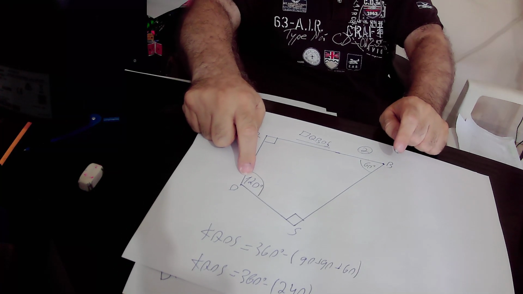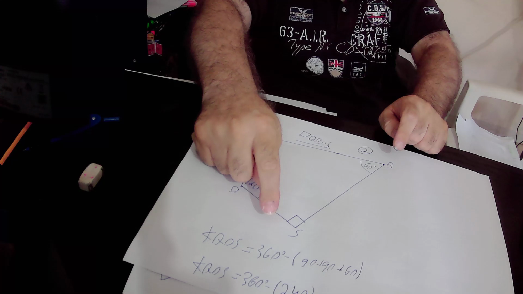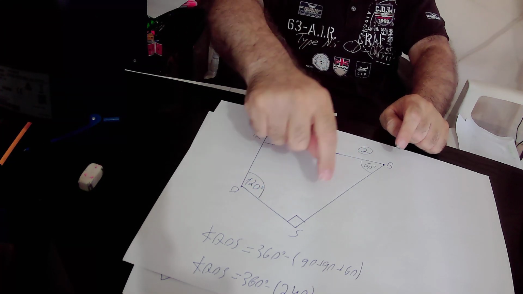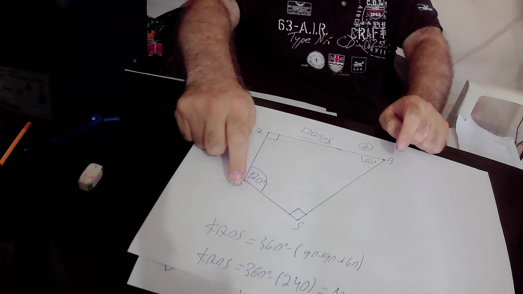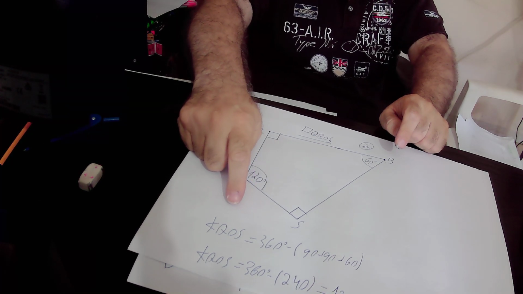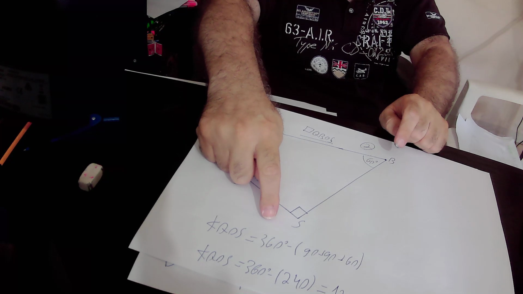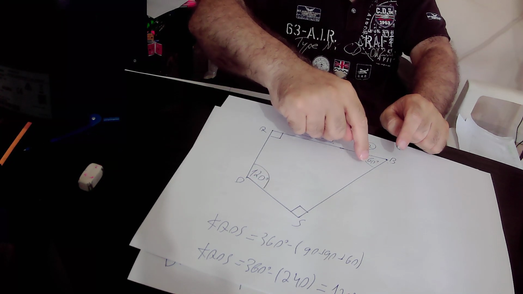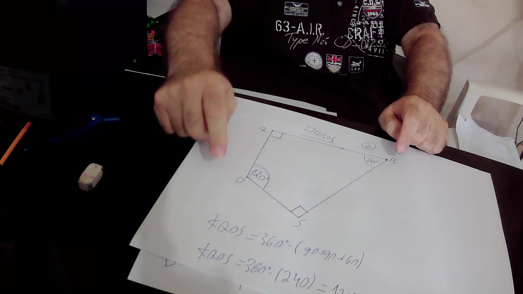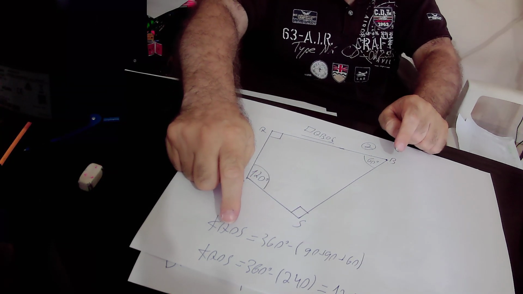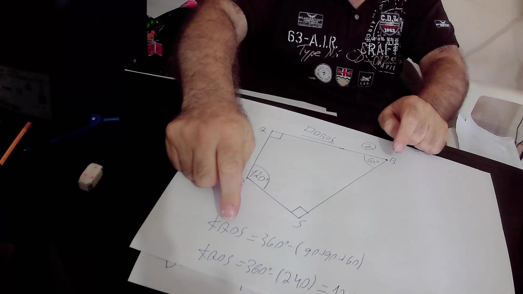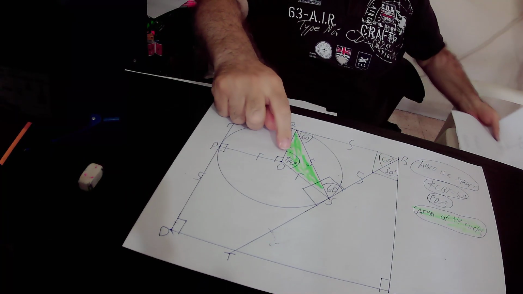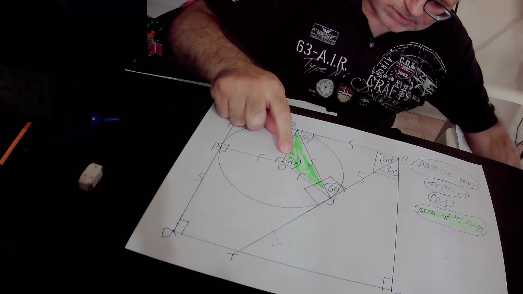The missing angle must be equal to 360 degrees, that is the sum of the angles in any quadrilateral, minus the sum of the three other angles. So that is to say, the missing angle QOS must be equal to 360 degrees minus (90 degrees plus 90 degrees plus 60 degrees), that is 240 degrees. So the missing angle SOQ must be equal to 360 degrees minus 240 degrees, that is 120 degrees. So I found out that this missing angle equals 120 degrees.